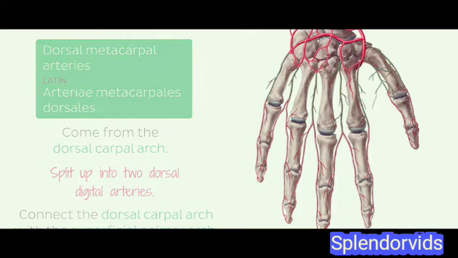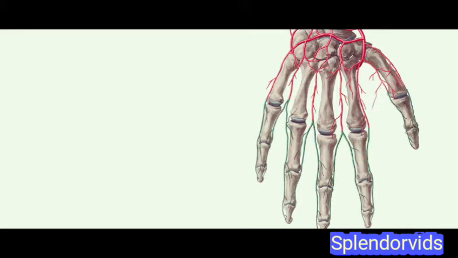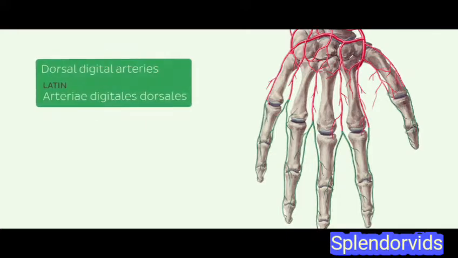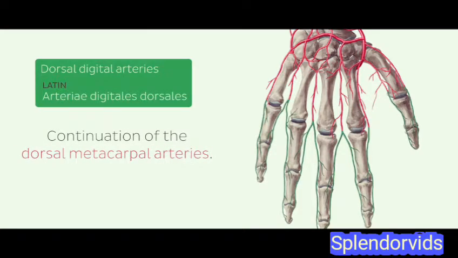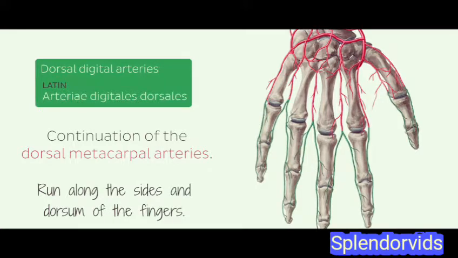We're going to move on a bit further distally to then see these that you see now highlighted in green. These are known as the dorsal digital arteries, and these arteries are the continuation of the dorsal metacarpal arteries, and they run along the sides of the dorsum of the fingers towards the end of the phalanges. They run alongside the dorsal digital nerves of the ulnar and radial nerves.